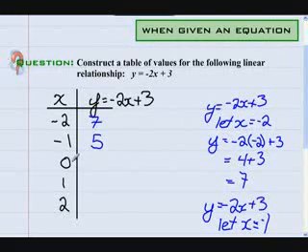For example, when x is 0, I'm going to replace the x with 0 here. In my head, I'm going to see 0 times -2 is 0, plus 3 gives me 3. Again, if I replace x with 1, -2 times 1 is -2, plus 3 is 1. And if I replace x with 2, -2 times 2 is -4, -4 plus 3 is -1. So there you have it. We created a table of values for that relationship y equals -2x plus 3.